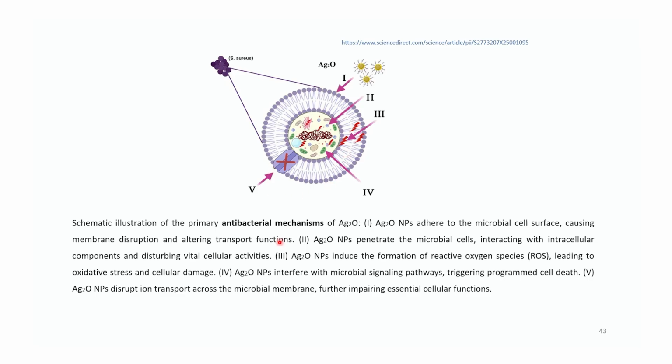And then fourth, your nanoparticles are interfering with microbial signaling pathways, triggering programmed cell death. And then fifth, these are disrupting ion transport across the microbial membrane, further impairing essential cellular functions. So this is how your S. aureus, your bacteria on which your silver oxide nanoparticle is working, is affected in these steps. So this is how you target a microbe using a nanomaterial. And these are the processes via which your nanomaterial is going to kill your microbe.